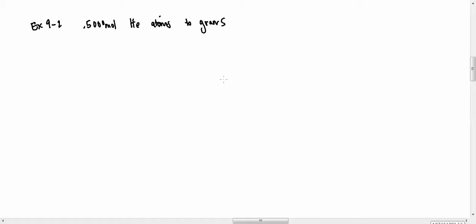I need to calculate the mass of 0.5000 moles of helium atoms. Now, the first thing you're going to say is, why don't you just say 0.5 moles of helium atoms? It's the same thing as 0.5000. And my answer is, because the accuracy with those extra zeros makes a big difference.